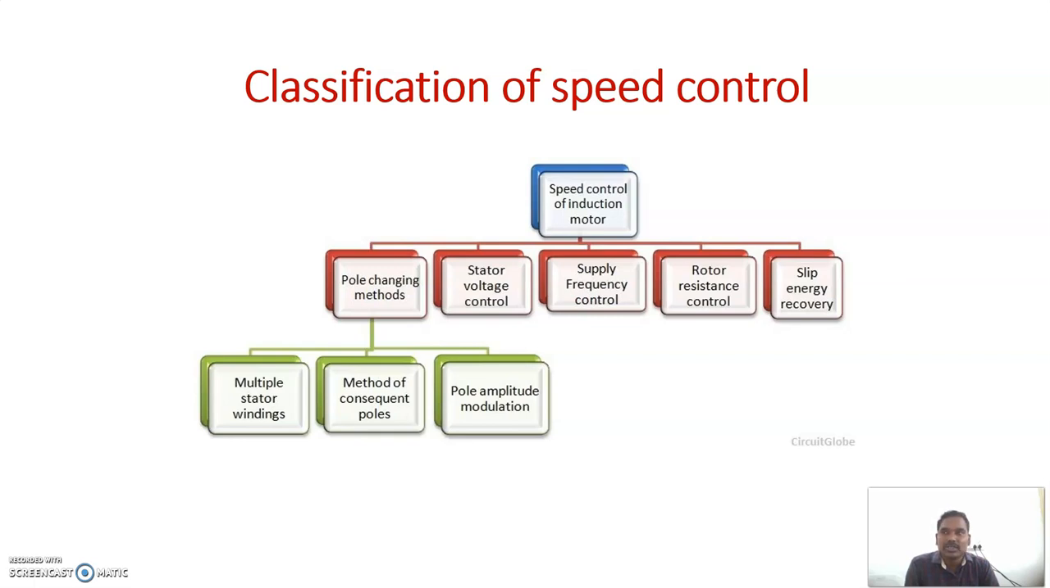Rotor resistance control: by inserting a rotor resistance in the machine, we vary the rotor current so that we can change the speed of the machine. Then finally, slip energy recovery. Due to the slip changes, we can do this speed control.